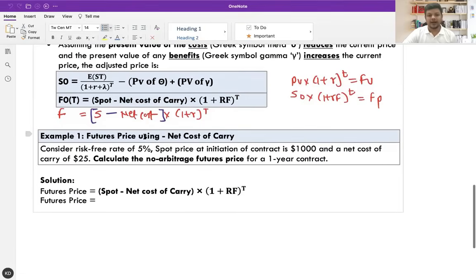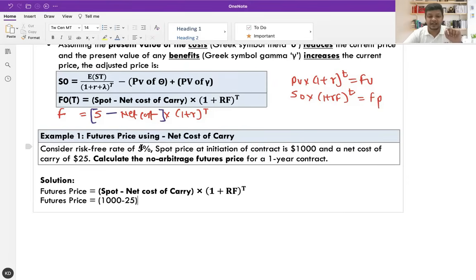So now for your example, let's say here, consider the risk-free rate of 5%. Spot price at the initiation of the contract is 1,000. So let's say the spot price of the asset is 1,000, current price. And the net cost of carry is 25. This may be due to some dividends. So, am I going to get these dividends? No. So why should I pay for it? So I will not pay for it. I have subtracted that present value of dividend, 25. So the net I'm going to get today, and that I have to find in the future, that value.